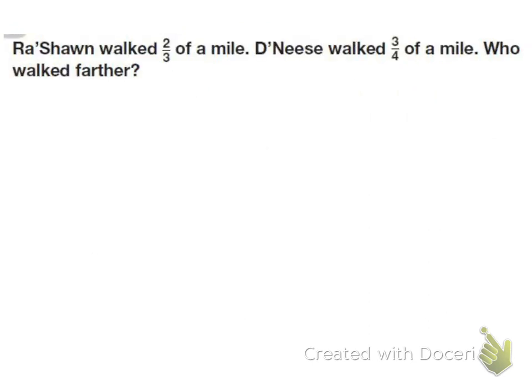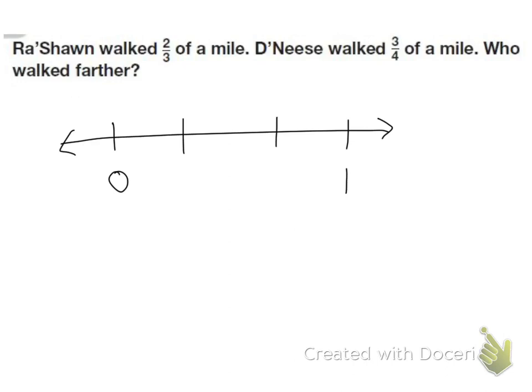All right, so next we have this problem. Rashawn walked 2/3 of a mile. Denise walked 3/4 of a mile. Who walked farther? Here we can show 2 number lines. I'm going to draw 2 number lines. And the first one I'm going to break up into thirds. So I have 3 spaces, and this is 2/3.